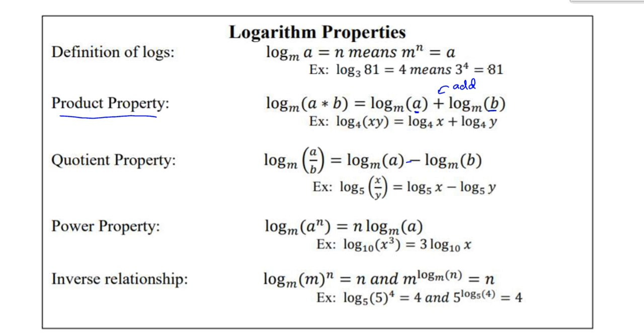So it's not really distributing, but it's splitting the a and the b up, and it turns out that the log base m of a plus the log base m of b would be the same as if they were being multiplied inside. So here's an example. Log base 4 of x times y equals log base 4 of x plus log base 4 of y. That plus is the thing that you have to remember.